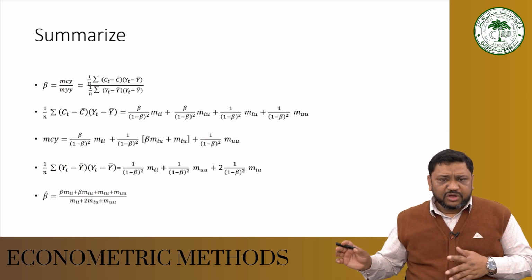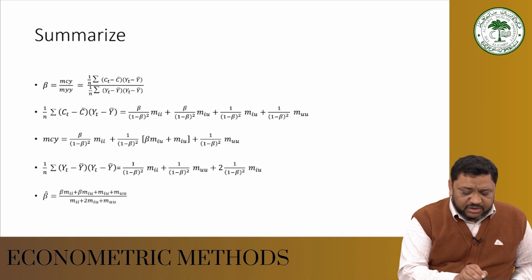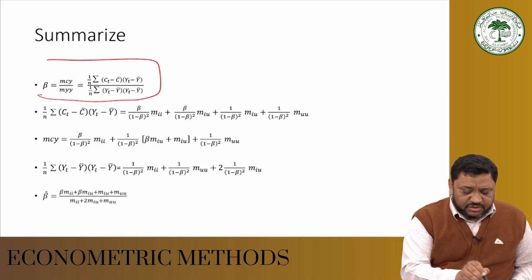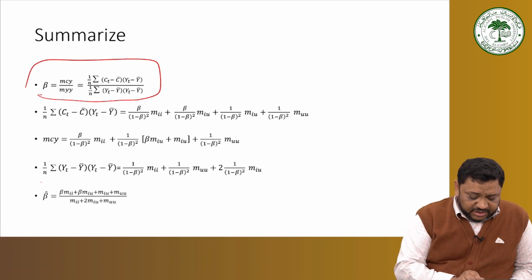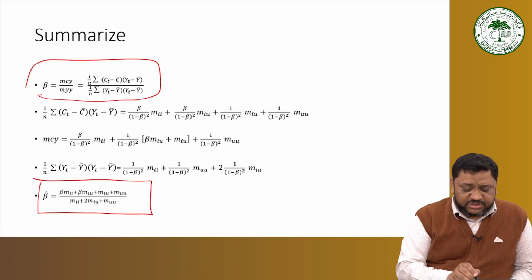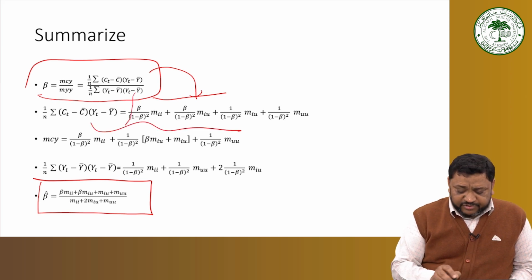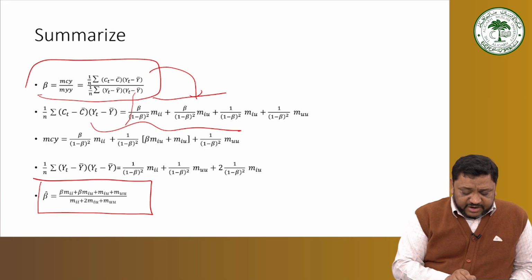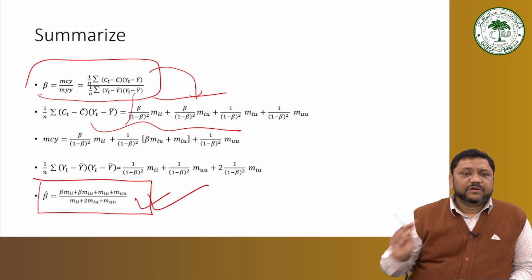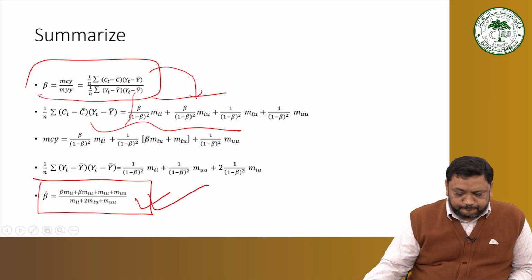Since it was a very long equation, I just summarize it quickly. We started with this thing, and ultimately we ended up with this thing. For CT, we got this equation. For the denominator, it was this equation, and then we finally divide and we get this value of beta.